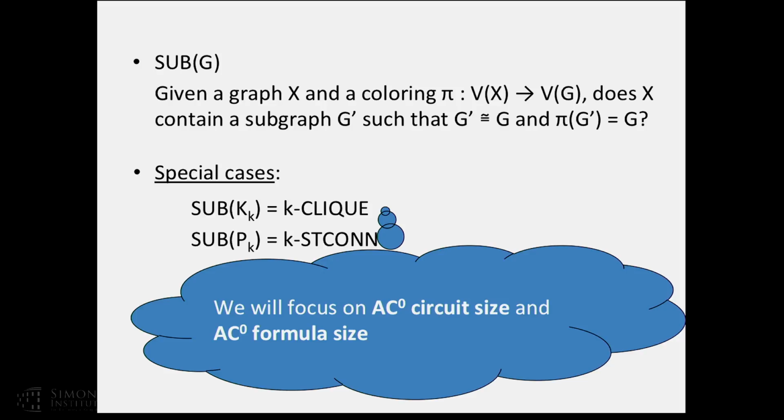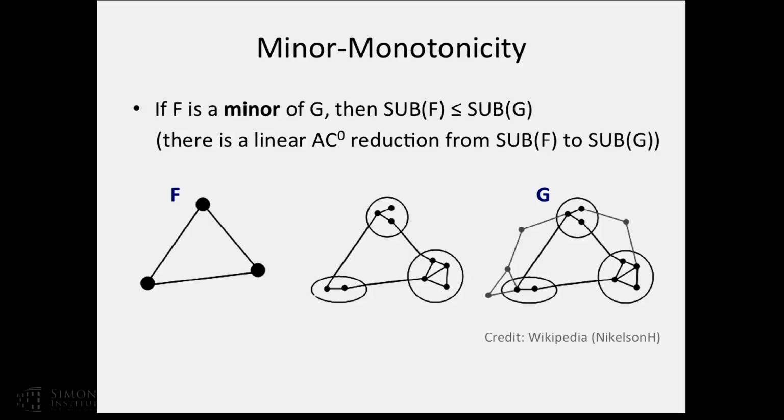Okay, and the computational resources that we'll focus on in this talk are the AC0 circuit size and the AC0 formula size. Another nice property of this family of problems, something which is true of the colored version but not the uncolored version, is that the complexity of this problem is monotone with respect to the graph minor relation. Okay, so we say that F is a minor of G if you can obtain F from G by first deleting some edges and vertices of G and then contracting some connected subgraphs of G into vertices. So there's a fairly easy reduction, in fact a linear AC0 reduction, which shows that if F is a minor of G, then there's a reduction from the F subgraph isomorphism problem to the G subgraph isomorphism problem.